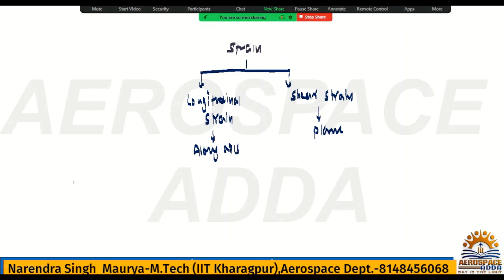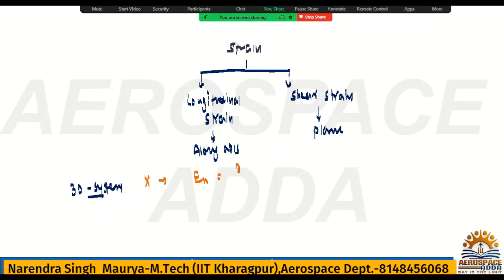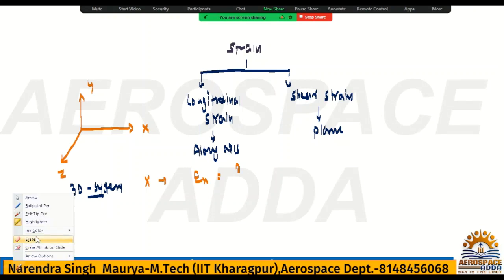If it is a 3D stress system, how many axes will be there? X, Y, Z. So one will be along the X axis, one along the Y axis, another along the Z axis. I'm writing X axis in short here. Let me write this also: this is x axis, this is y axis and this is z axis. Along x axis the displacement will be u, along y axis the displacement will be v, along z axis the displacement will be w.